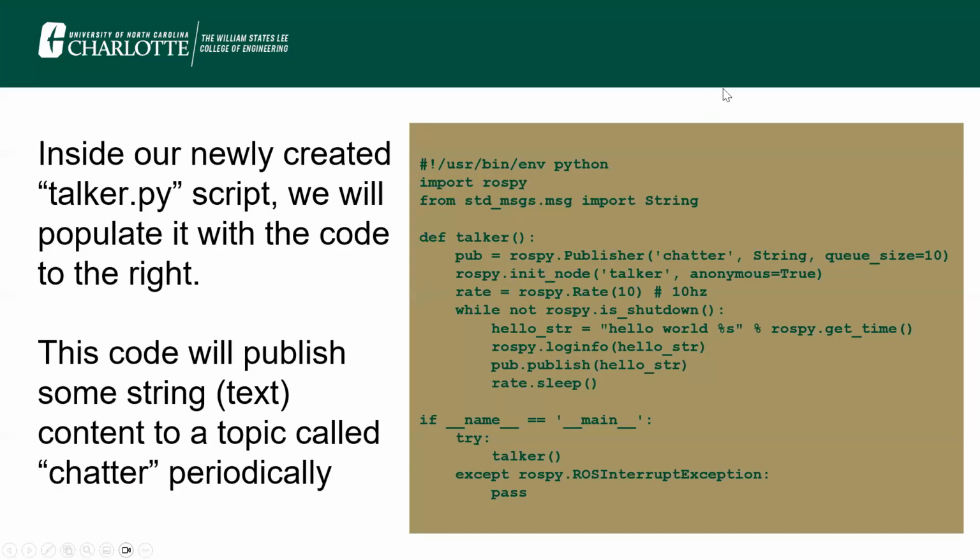All right, just for completion, we've got the whole code that we're going to put in here. What this talker script is going to do is, this is a simple node that is going to spin up a simple topic called chatter, and then it's going to publish some string on that topic periodically.